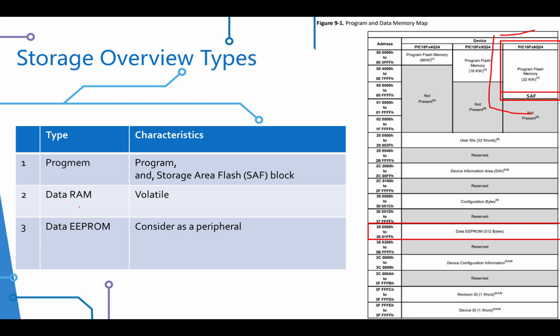You've obviously got data RAM. You've got data RAM at 2, but that's volatile. So that means you turn the chip off, you lose your data RAM, but it does exist. And we can create variables in there, and we've been creating different types of variables throughout these set of videos. And then the third area is data EEPROM, which is this lower block here. And that consists of 512 bytes for this particular chip. And I always consider that as a peripheral because it's not part of the core, but that's just my view.